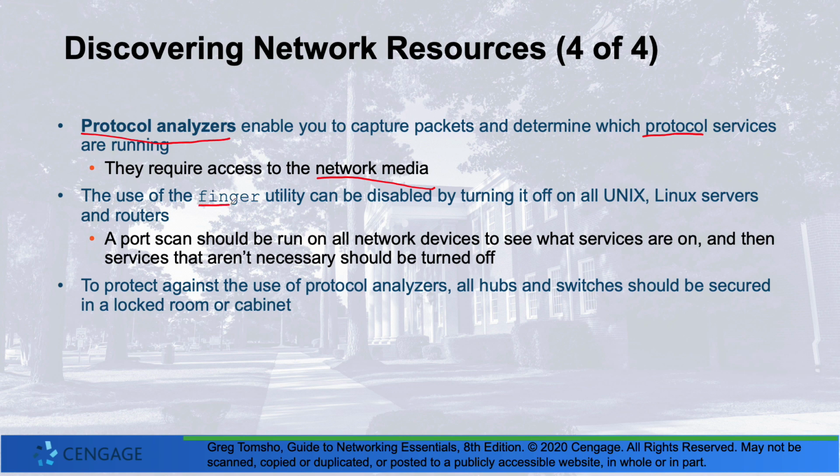Finger allows you to tell who's logged onto a system. You can turn it off in Unix and Linux, because if somebody connects to your Linux system and runs Finger, it'll actually tell them information about your users. You don't want them to do that. And to protect against protocol analyzers, you should not use hubs. You should use a fully switched network.